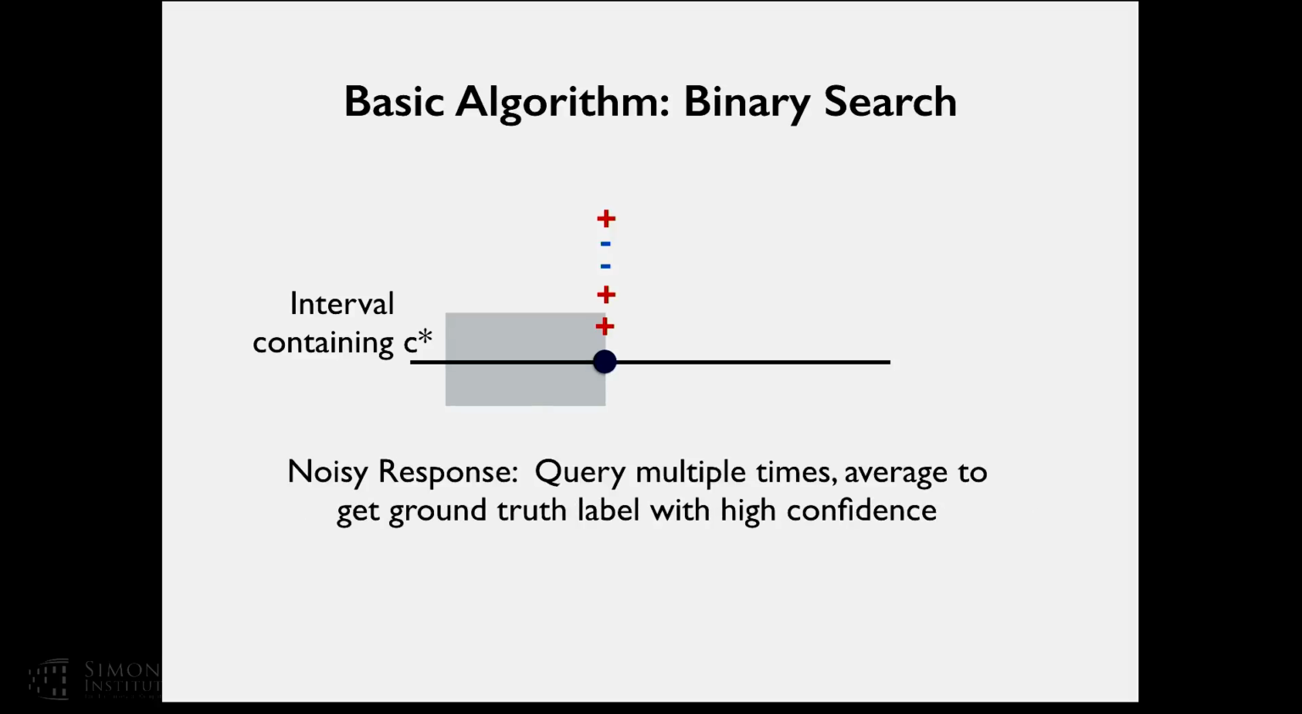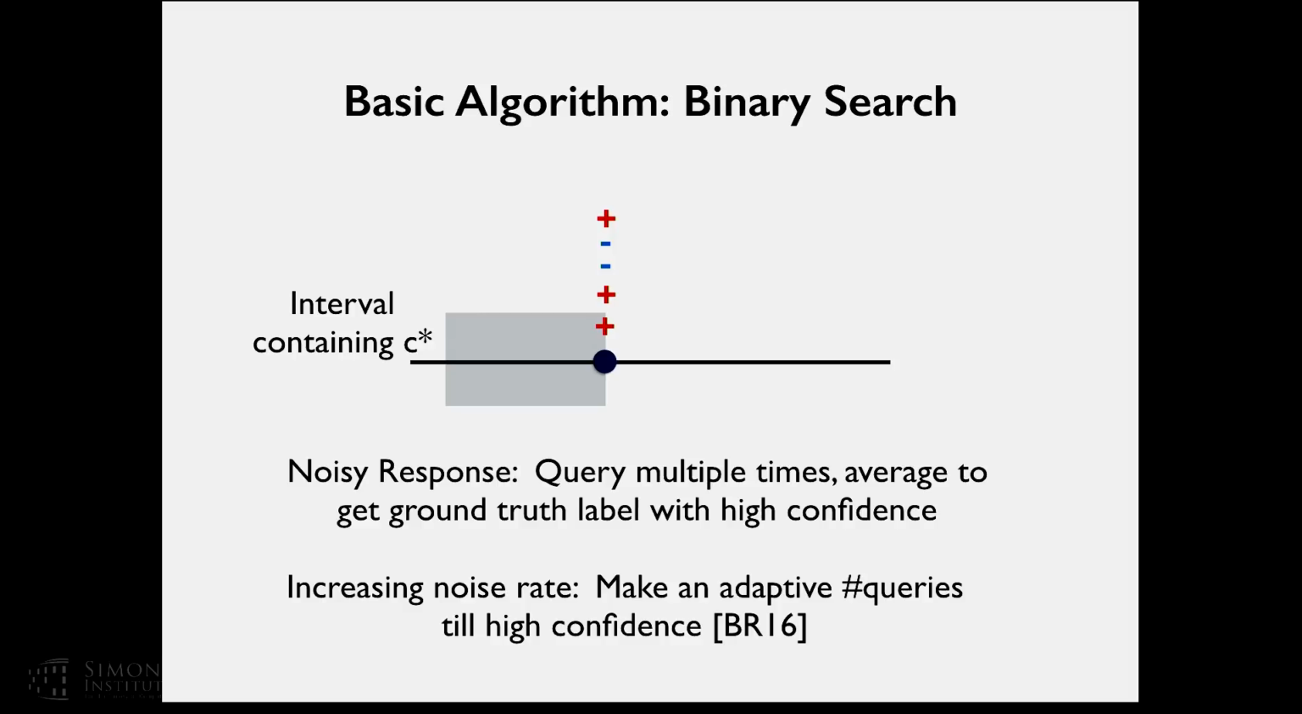Very, very simple. Now, what happens when your queries are noisy? When you make a query, you may not get the correct label; it's flipped with some probability. Here again, you can query multiple times, do some averaging, and get the ground truth label with high confidence. This will also work when your noise rate is increasing, because you could adaptively decide how many queries to make. There are standard results you could use, this one by Balasubramani and Ramdas. You can say, I made this many queries, this is how many zeros and ones I saw, and this is my confidence on whether the label is going to be plus or minus. These are standard online confidence intervals, and you can still do this.